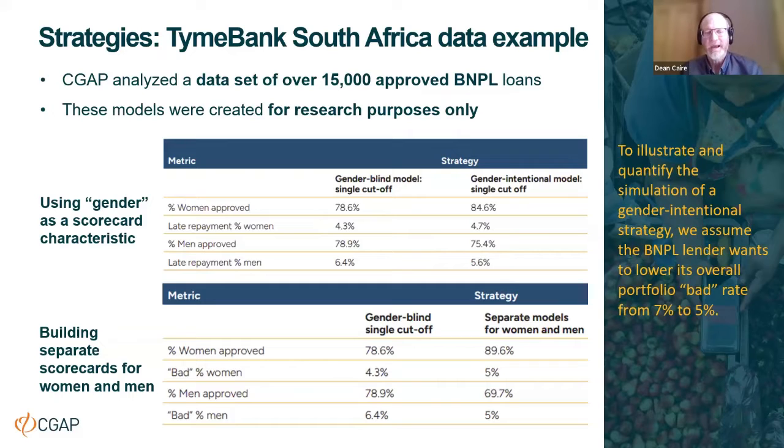So if we look at the last strategy, that's actually, as Maria mentioned, when you have enough data, for several reasons, I've thought about it, that will probably give you the best result. First of all, if you have a separate scorecard for men and a separate scorecard for women, it will likely be more accurate for men and women.